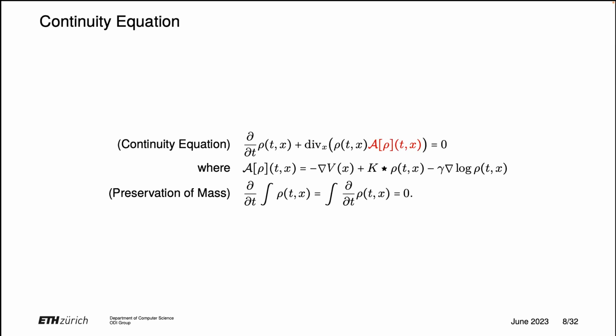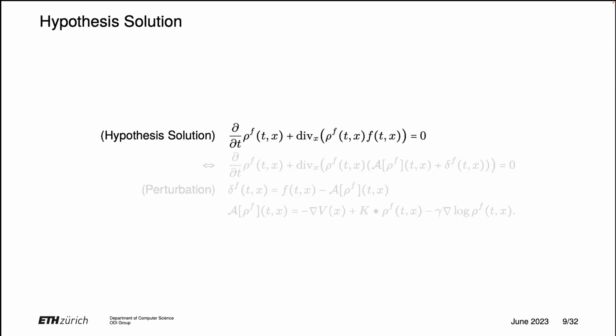Now the problem is that we don't know this velocity field A of rho. So the idea of this paper is to introduce a hypothesis velocity field f. Given this hypothesis velocity field f, we can define the hypothesis solution via this continuity equation. Here we assume that the initial distribution is given, rho f at 0 equals rho 0.